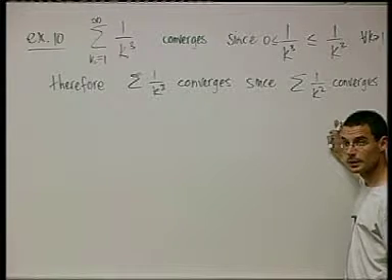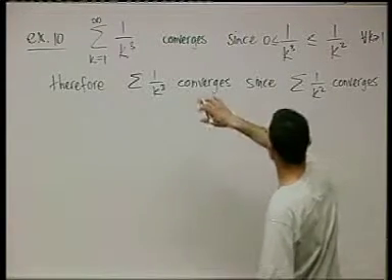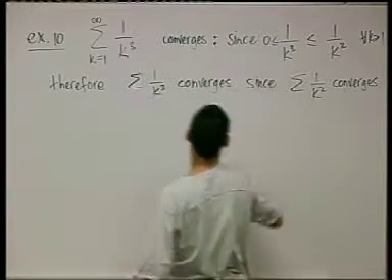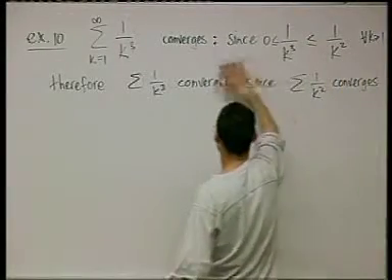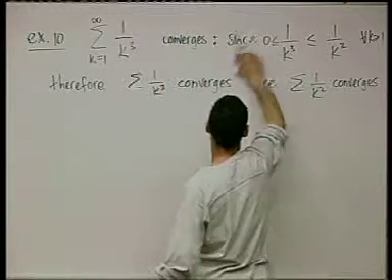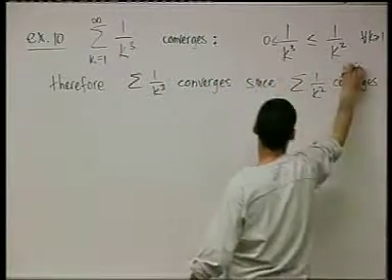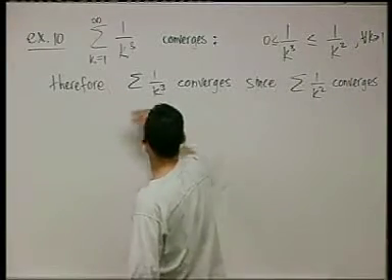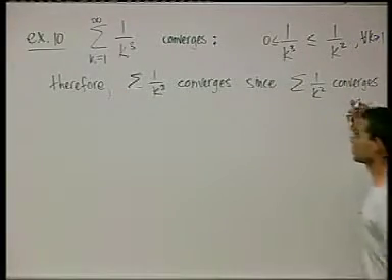Good? I wrote it in a funny way. I wrote this converges, so let's write it like this. Since this, therefore, forget the since. We know this for every k greater than or equal to 1. Therefore, this converges since this converges.